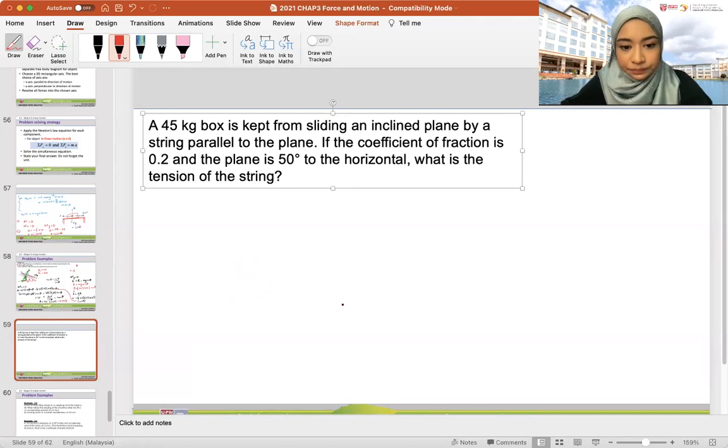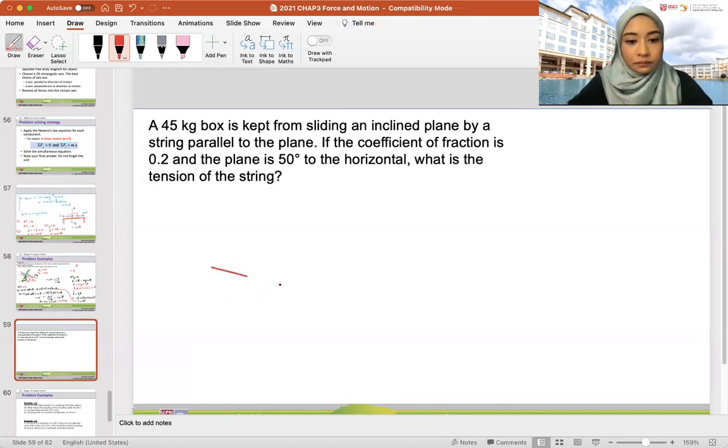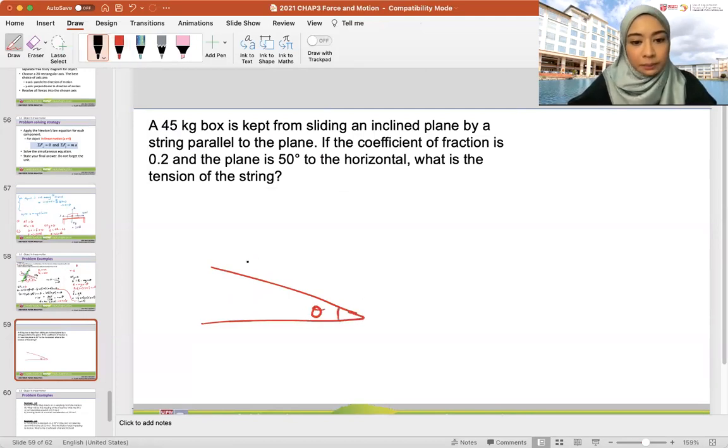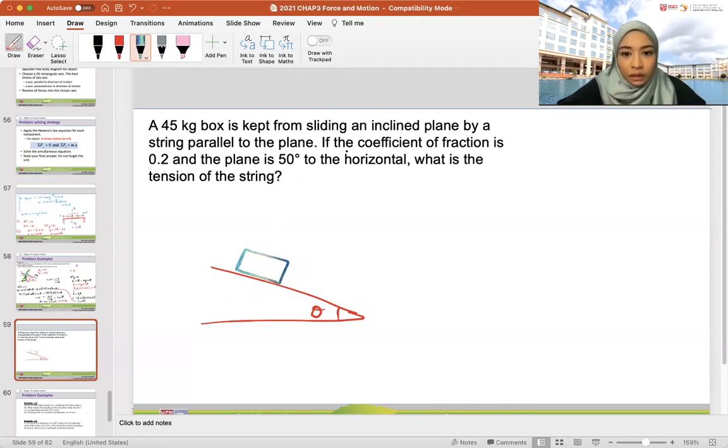Sekejap, lukis dulu. So this is your inclined plane, this is your box. Let's use this color. Okay. Ada string parallel to the plane. Okay. Parallel maksudnya selari lah. Plane dia ada string. Saya tak tahu string dia ke kanan atau ke kiri. Let's just assume it's here for now. So kita ada string. This black thing is a string. We use the red one lah. So nanti kita nak buat free body diagram pakai black.